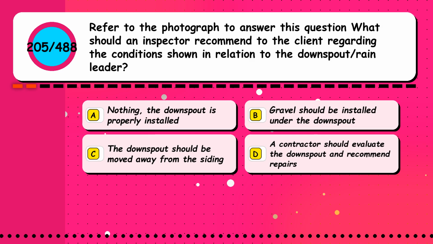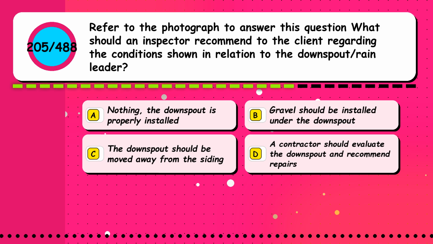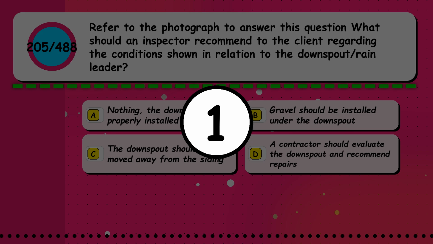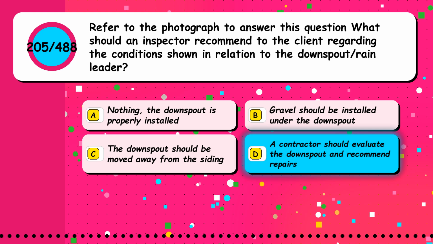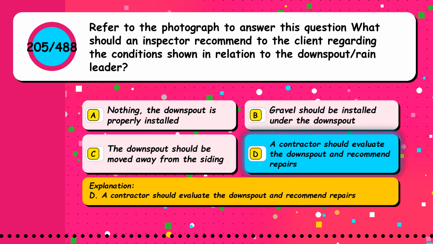Question 205. Refer to the photograph to answer this question. What should an inspector recommend to the client regarding the conditions shown in relation to the downspout/rain leader? Option A, nothing, the downspout is properly installed. Option B, gravel should be installed under the downspout. Option C, the downspout should be moved away from the siding. Option D, a contractor should evaluate the downspout and recommend repairs. The correct answer is option D.